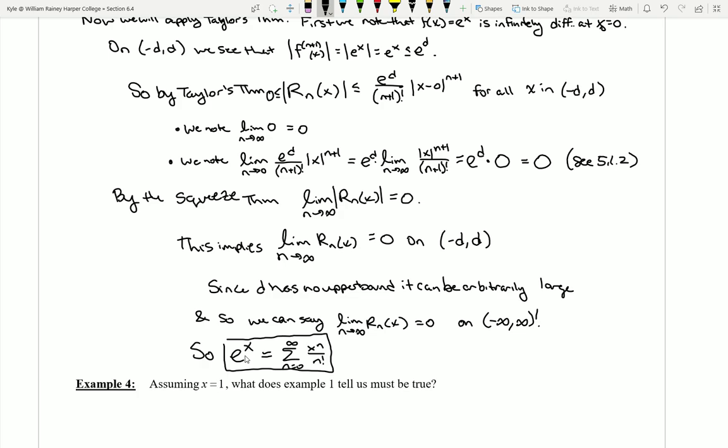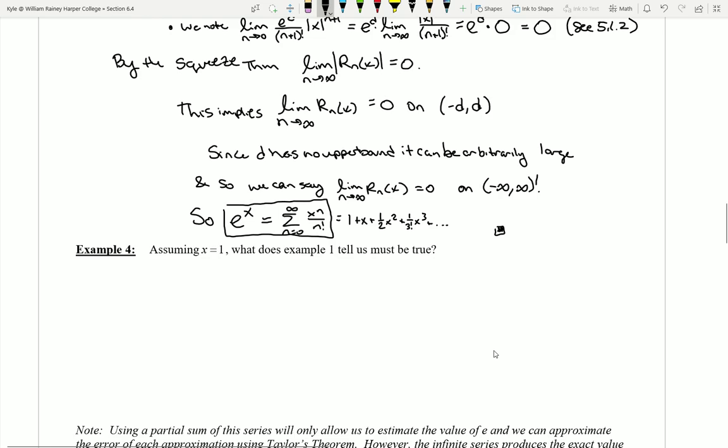E to the x is a terrible function. It's so complicated. It's so messy. But what we find is that it's actually identical to a super long polynomial thing. If you're having trouble seeing it again, keep in mind that this is just the polynomial 1 plus x plus a half x squared plus 1 over 3 factorial x to the third plus on and on and on. That polynomial is e to the x. And we got ourselves a little square.